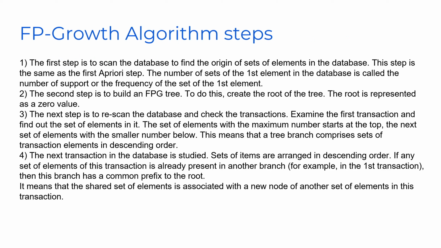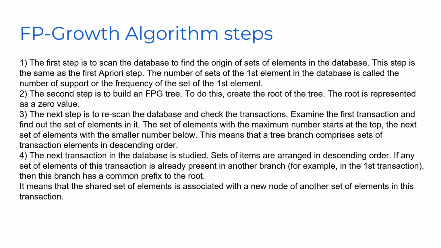FP growth algorithm steps. The first step is to scan the database to find the sets of elements in the database. The first step is the same as the first Apriori step. The number of occurrences of the first element sets in the database is called the support count, or the frequency of the first element set. The second step is to build an FP tree. To do this, create the root of the tree. The root is represented as a zero value.